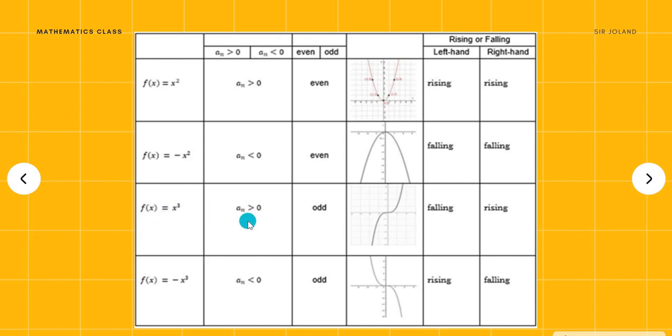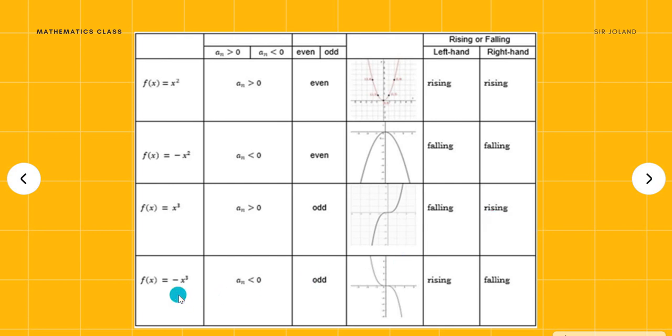Still, yung a sub n natin is greater than 0 or mga positive numbers, simula sa 1, 2, 3, 4, 5 to positive infinity. Pero ang ating degree ay odd number. What will happen to the graph? Magiging ganito siya. Mapapansin ninyo, yung end behavior niya ay falling sa left side, pero rising sa right side. Pababa siya dito sa left part, itong nasa quadrant 2 and 3 ng ating Cartesian plane, pero pagdating dito, pataas na siya. Falling and rising.